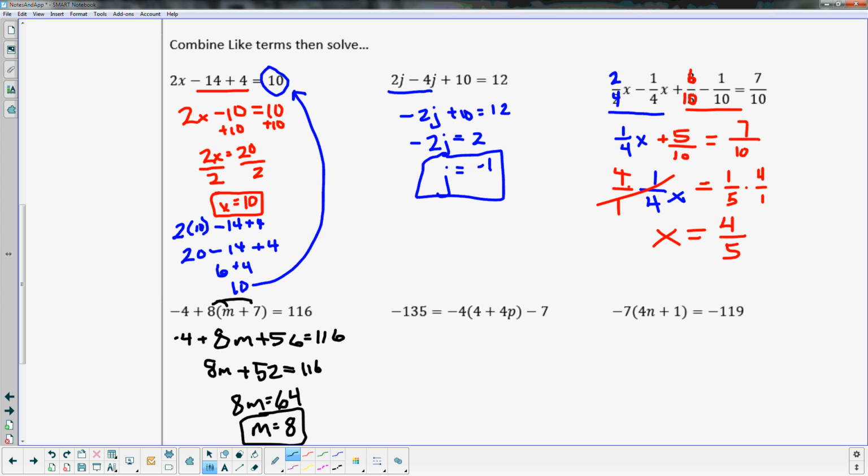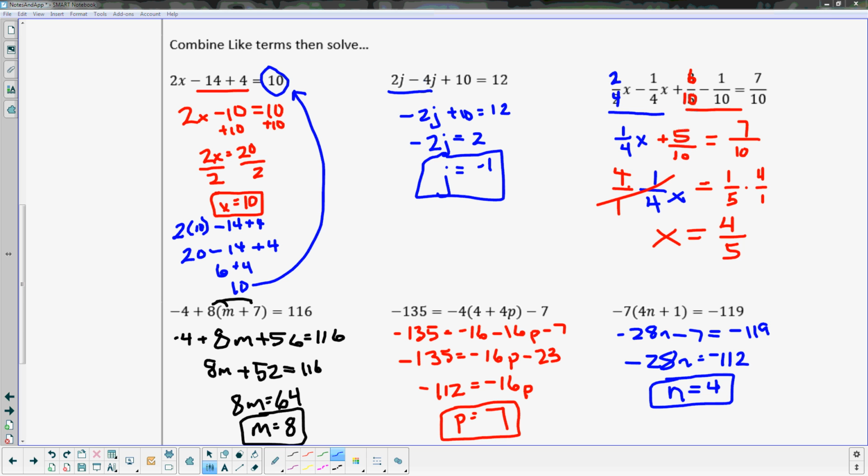Go ahead and pause the video and try the other two. Okay, hopefully you had a chance to get those done. For the first one, I noticed that I distribute the -4 into the parentheses, and I get -16 minus 16p equals, minus 16p minus 7, and all that equals -135.